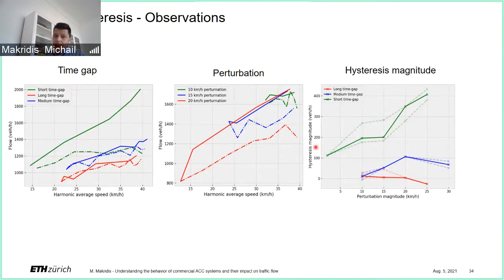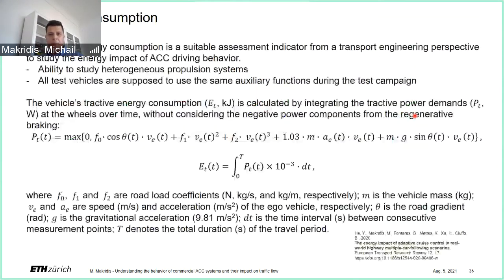Now, let's see the hysteresis with regard to perturbation. For small perturbation, the green lines here, we don't see hysteresis, but as we increase the perturbation to 20 kilometers per hour, we can see a hysteresis of significant magnitude. Now, this is the plot of hysteresis magnitude over the perturbation magnitude. And we can see again that for the short time gap, the hysteresis phenomenon is more apparent. Let's go to the next dimension. I have two more, this and another one.